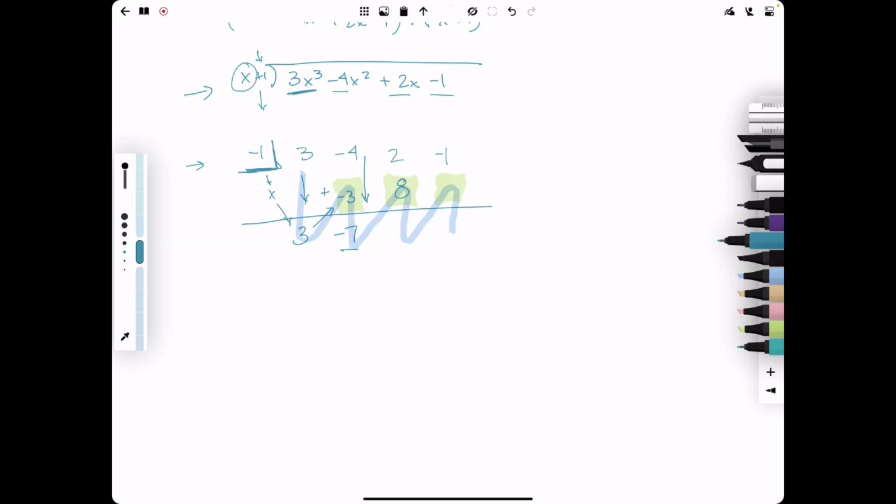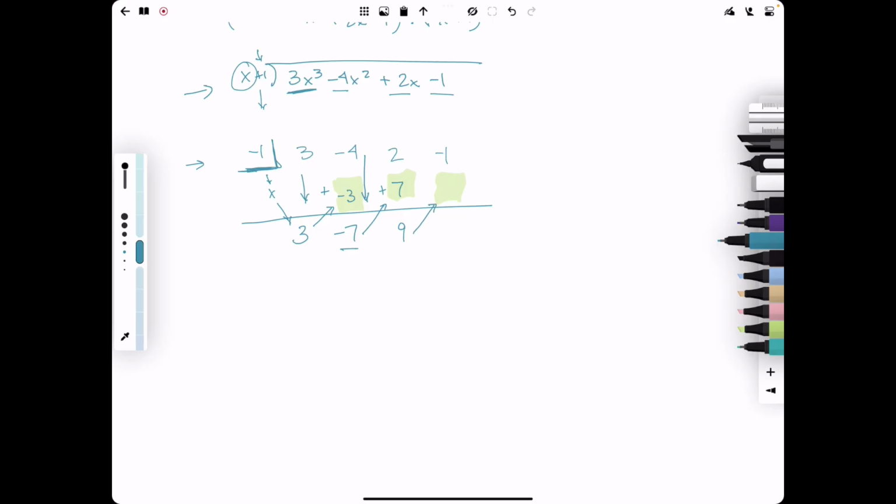I'm sorry, I said 8. It's not 8. -1 times -7 isn't 8, it's 7. -1 times -7 is +7. It goes up to the next green box. Yeah, right there. 2 plus 7 is 9.